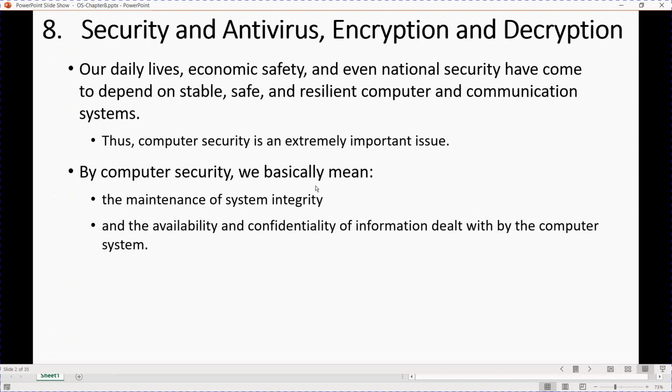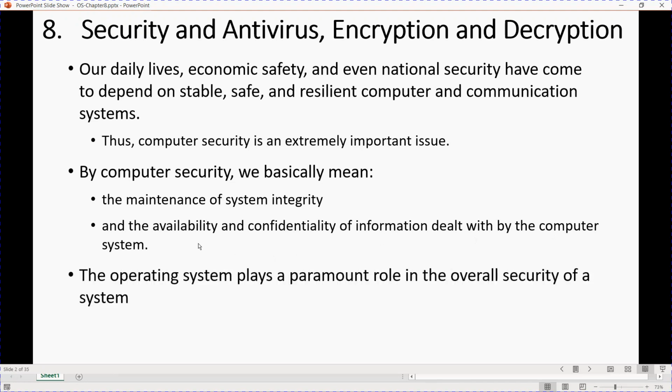Now, what we mean by computer security is system integrity and its maintenance, the availability of information, and the confidentiality of the information that computer systems deal with. The operating system plays a major role in the overall security of a system.